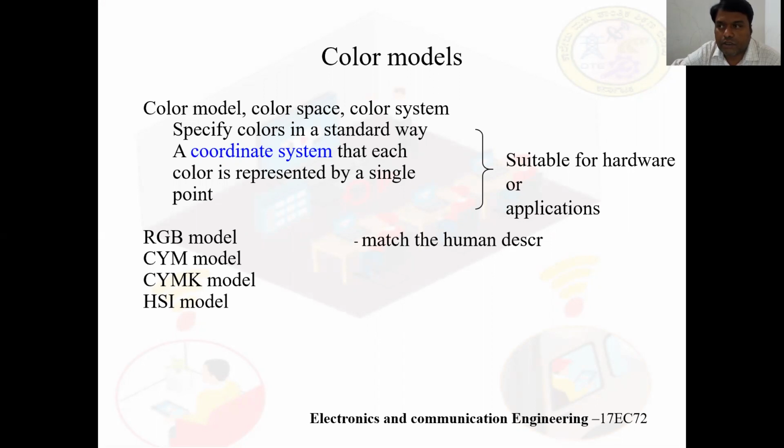The pure spectrum colors are fully saturated, and colors like pink and lavender are less saturated, with the degree of saturation being inversely proportional to the amount of white light added. Hue and saturation together are known as chromaticity, and therefore a color may be characterized by its brightness and chromaticity.